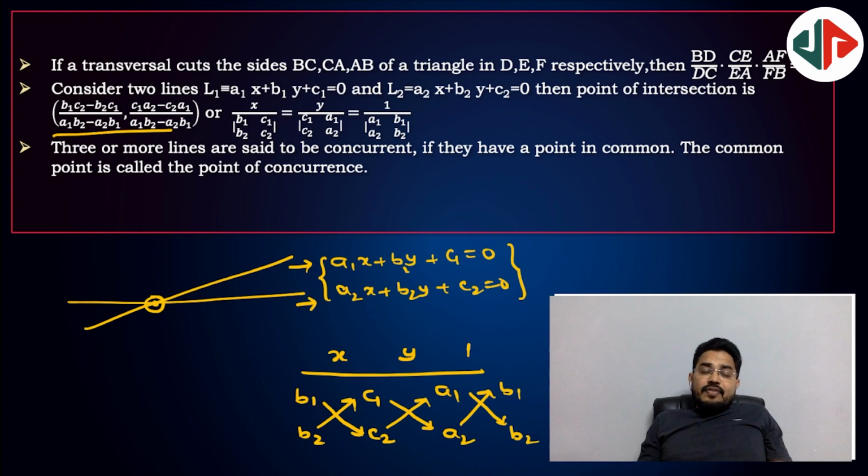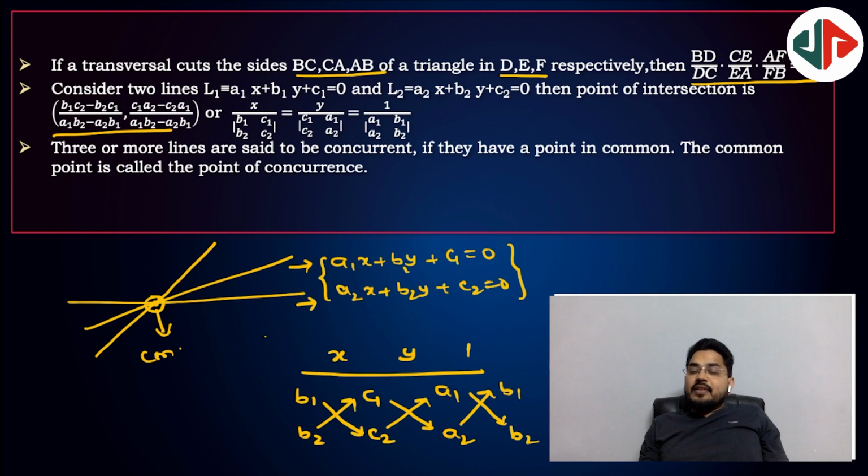And if more than two lines are passing through a common point, this point is called a concurrent point. What do you call it? Concurrent point. Okay. So here, what is this condition when a line is meeting the sides of triangle BC, CA, AB at D, E, F respectively? BD by DC into CE by EA into AF by FB is equal to -1.